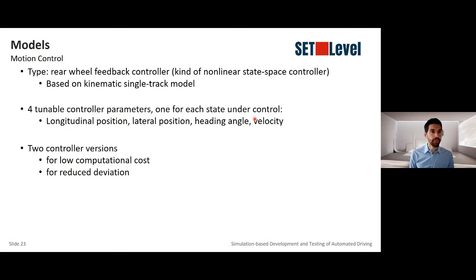Finally, we have another model involved in this demonstration, which is the motion control. It is a kind of non-linear state space controller as rear wheel feedback controller, which is based on a kinematic single track model. And it has 4 tunable controller parameters, one for each state which is under control. The states listed here are the longitudinal and lateral position, as well as the heading angle and the velocity. And this model includes within one model, let's say, 2 versions, one for a low computational cost and the other one for a reduced deviation and better results quality.